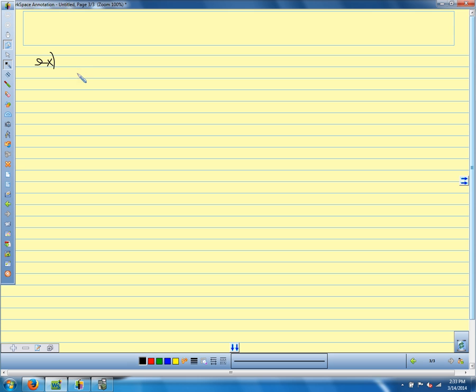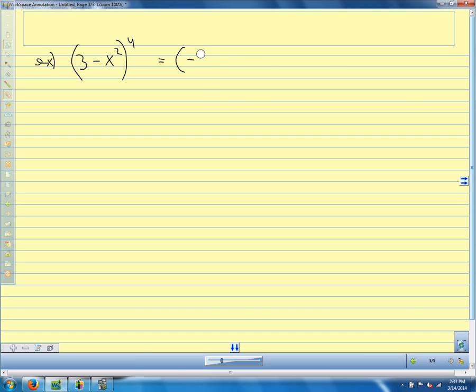So we want to expand (3 minus x squared) to the 4th. I don't want to have to multiply these parentheses together 4 times. We could do it that way, but we want to use the binomial theorem. First thing I'm going to do here to make sure I keep everything straight is just rewrite it as (minus x squared plus 3).